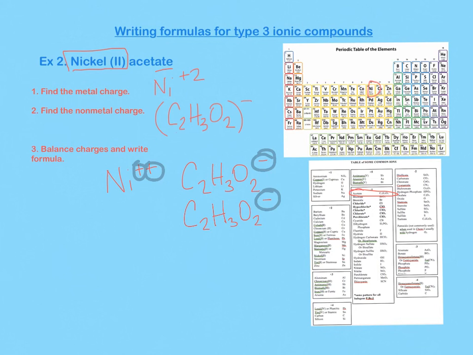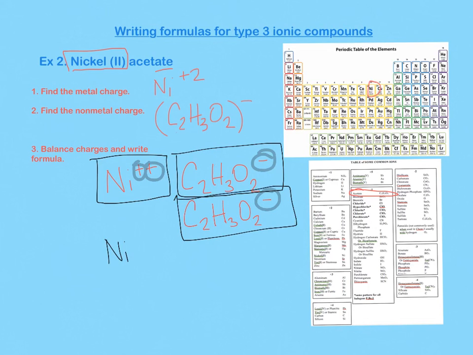So now I can write my formula. So how many nickels do I have? Well, this whole piece right here, this whole ion is 1, so I have Ni. And then I have 2 acetate ions. So I'm going to need parentheses. So I have C2H3O2, that's acetate, and I have 2 of them. So this 2 is talking about how many I have. So the formula for nickel 2 acetate would be this, which is Ni(C2H3O2)2. Let me know if you have any questions.